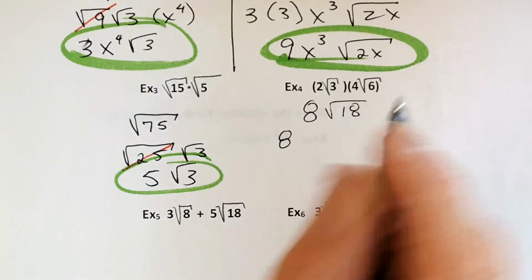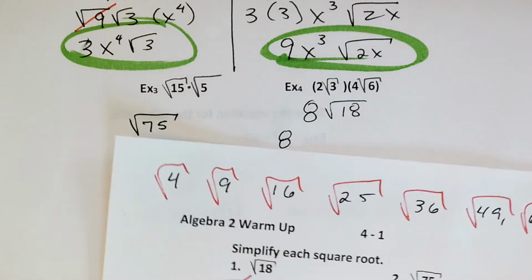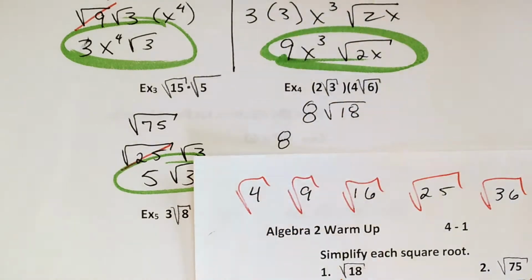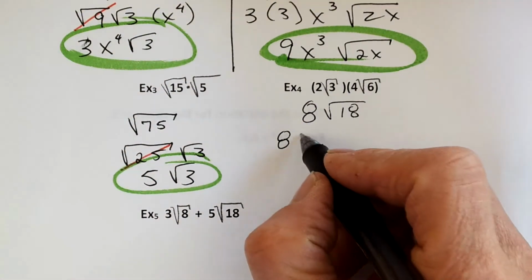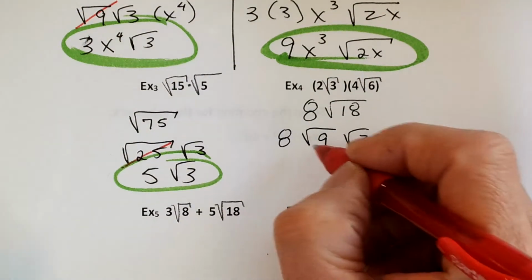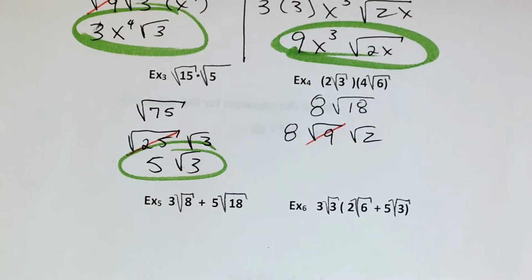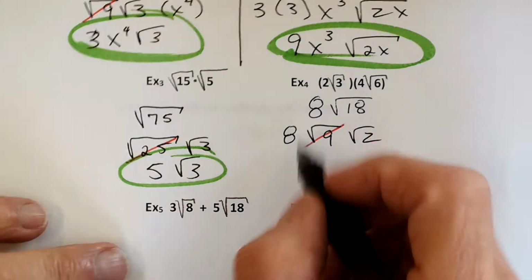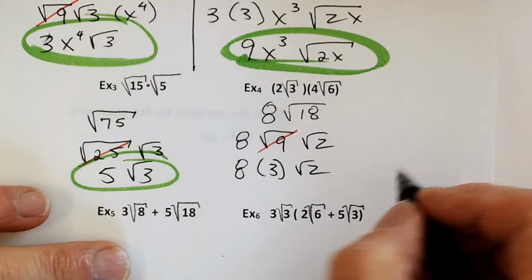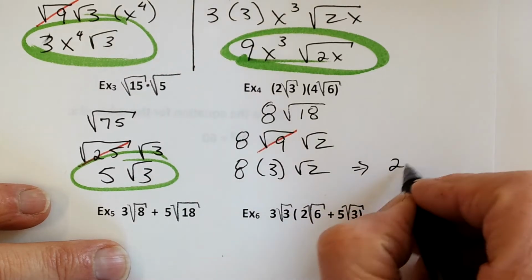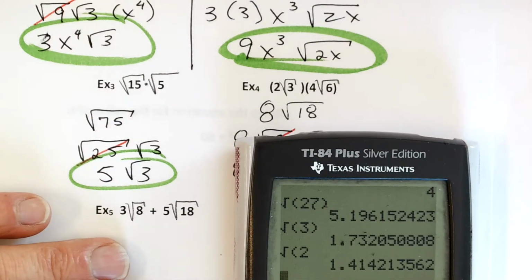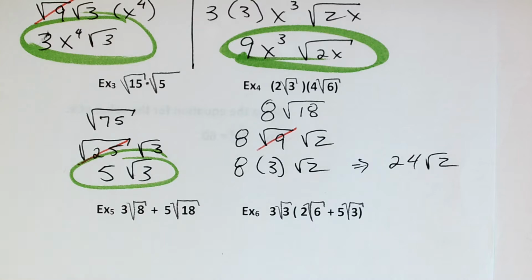It's a square root. So the 18, we might be able to do something with the 18 if we find one of these numbers that multiply to make 18. Well, how about that one, right? That goes into 18, and that's a perfect square. Square root of 9, square root of 2. You know the square root of 9 is 3. So we have 8 times 3, square root of 2. Now 8 times 3 is 24, square root of 2. And leave the square root of 2 as square root of 2, because otherwise it's just an ugly number, right? Okay.